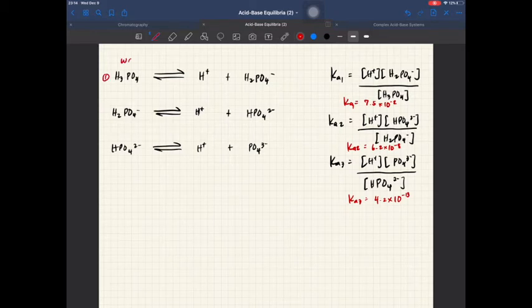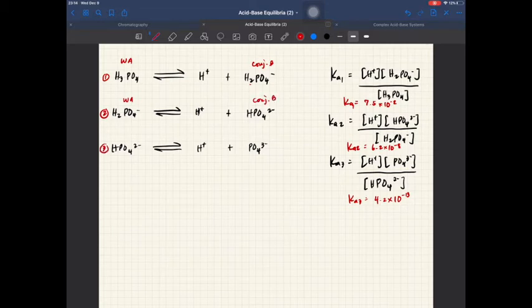So this one becomes our weak acid and this one is the conjugate base. Next, we have the dihydrogen phosphate ion having two more ionizable hydrogens. So this one becomes a weak acid and further ionizes to hydrogen ion and hydrogen phosphate ion. This one becomes our conjugate base.